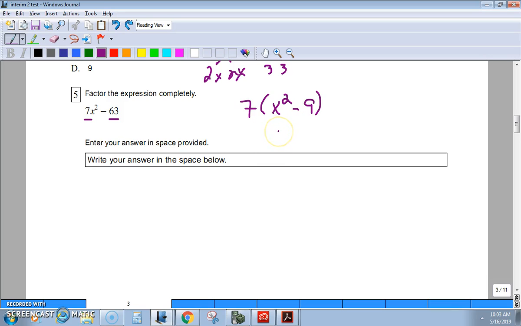Does anybody know why? Sadie? It says factor completely. And this is the difference of 2 squares. Because x times x is x squared, and 3 times 3 is 9, we can rewrite this as 7 times x plus 3 times x minus 3.